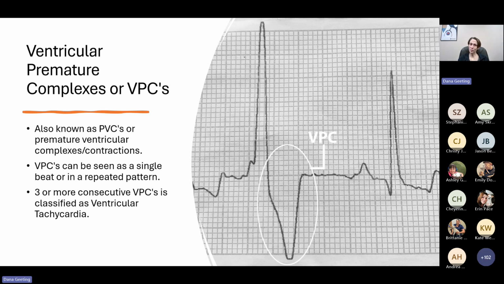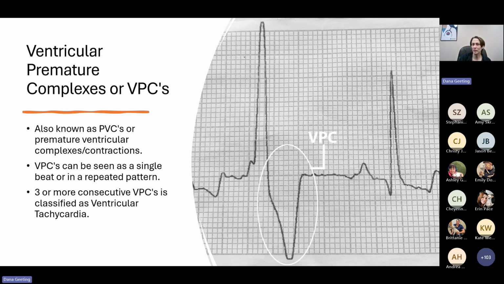Our next is VPCs, or ventricular premature complexes. If they are sustained, or you have 3 or more VPCs in a row, that is what we would then consider a ventricular tachycardia. VPCs can be a single beat or they can be repeated, and they also can look different.